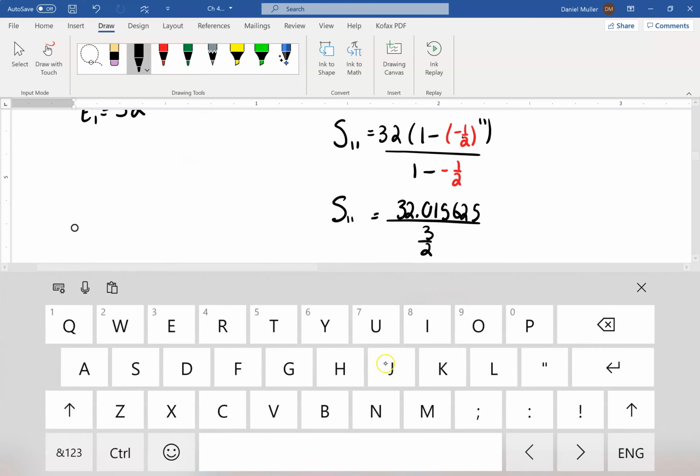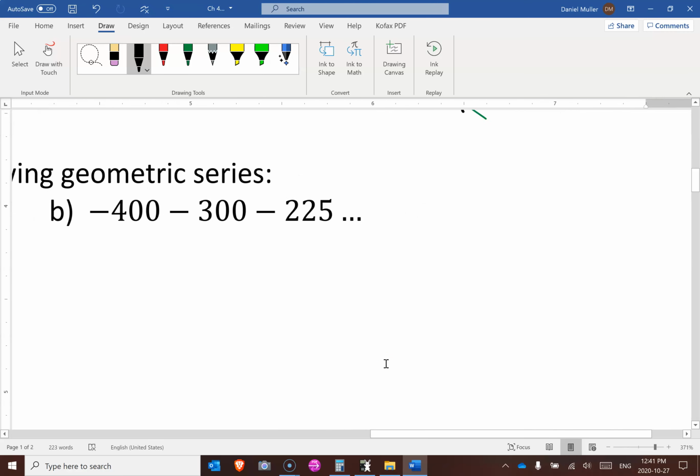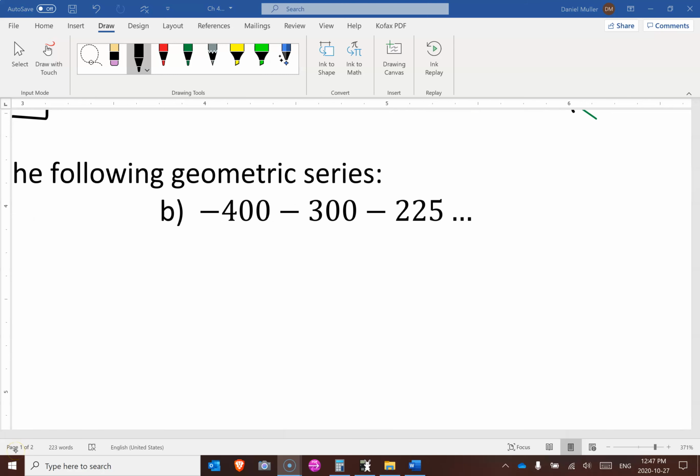Okay, so let's try the next one. B. All right, B here. Let's start out. T1 is our first term. It's negative 400. And our r, our common ratio. Remember, that's division. So it's negative 300 divided by negative 400, which is 3 over 4, or 0.75. And our n here, the number of terms it wants us to sum up, is 11.